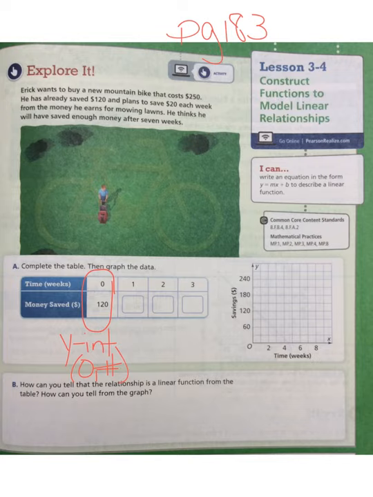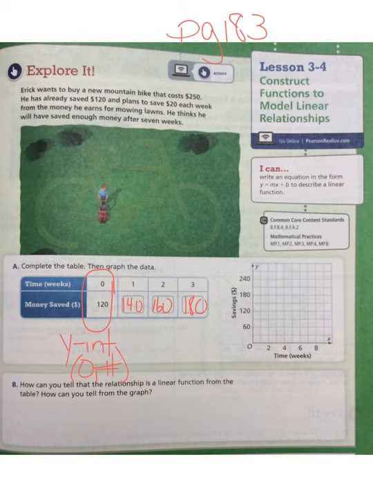Now we're going to add 20 to the account after 1 week, so we'd be at 140, and then 160, and then 180, that's after week 3. And we can extend this out. The question is, do you think he will have saved enough money after 7 weeks? We'll talk about that when we come into class together.